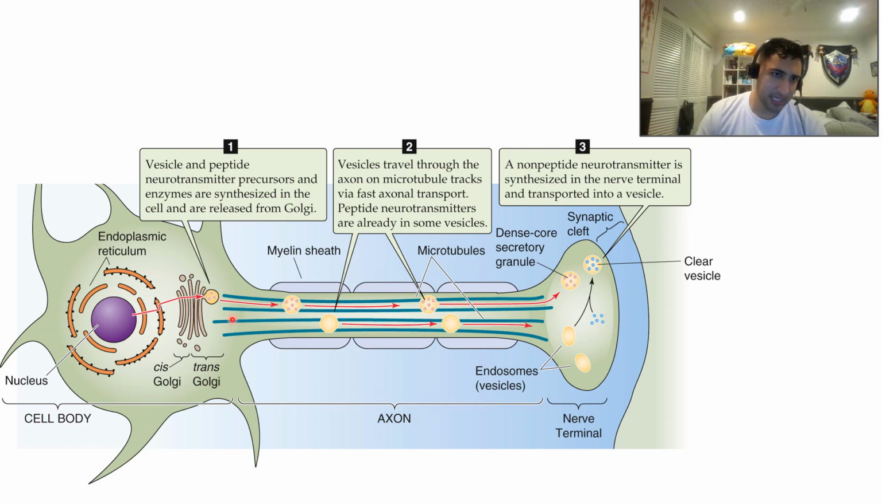So you can see here that the peptide neurotransmitters are made way early. They're ready from the get-go. Whereas the non-peptide neurotransmitters aren't really developed until they get to here. So these are clear vesicles. All right, so the non-peptide neurotransmitters are synthesized over here in the nerve terminal, much closer to the active zone. This is where they mature. Whereas a peptide neurotransmitter is already present.